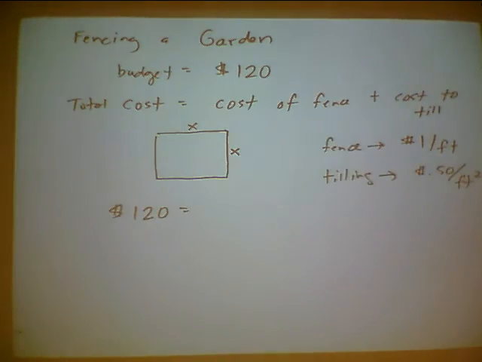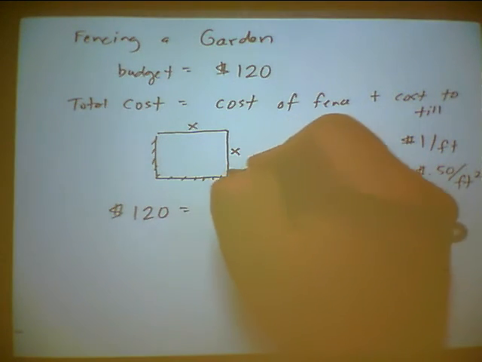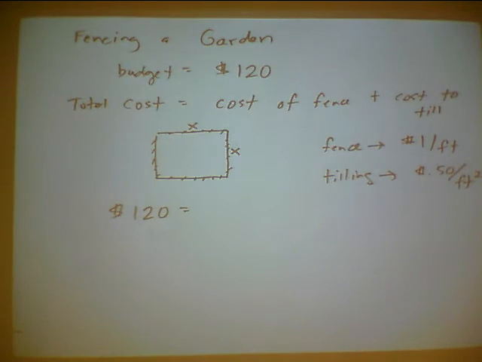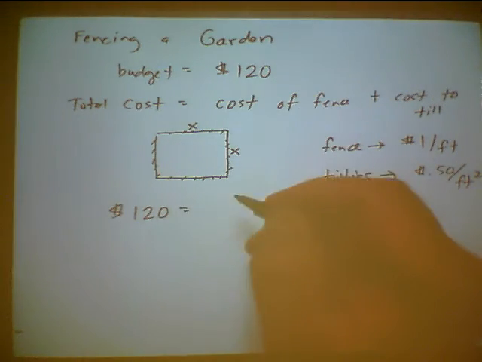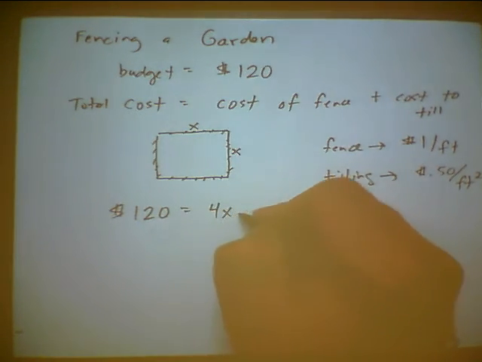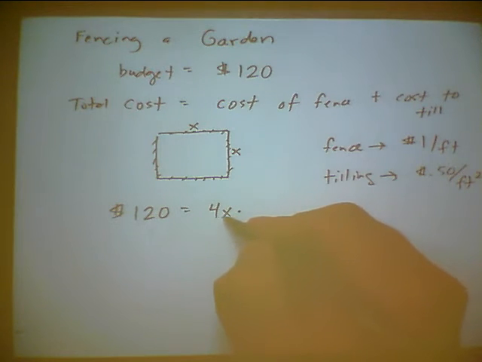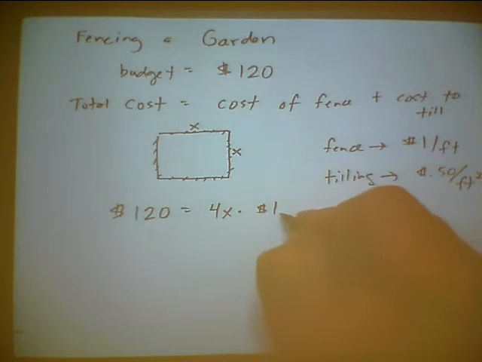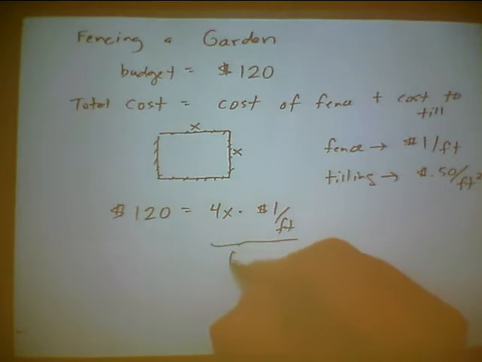The cost of the fence, you have to enclose the area with a fence. So this is like the perimeter of the square. You add up the four sides of the square, the perimeter is 4x, and this is the amount of fence I'm going to need, 4 times x, and the cost of that is $1 per foot. So this is the fence cost.